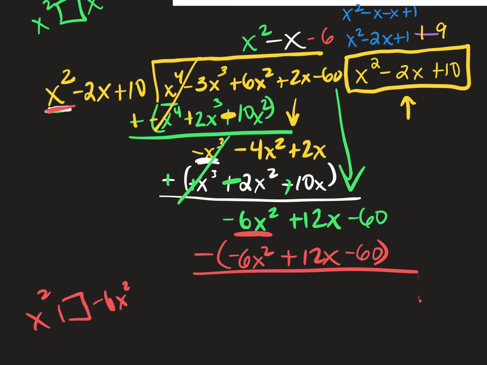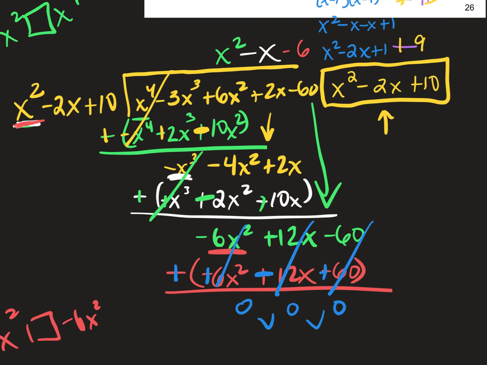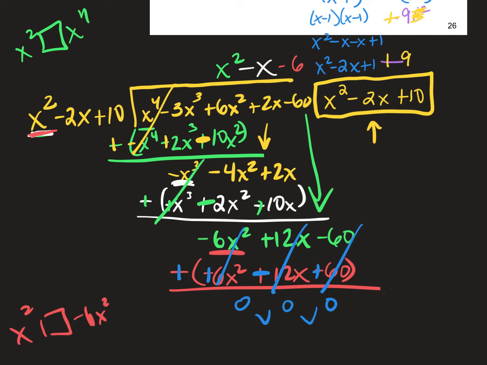And before we can combine, we have to distribute all of these negative signs. So negative 60, positive 60 cancels. Negative 12x and positive 12x cancels. And negative 6x squared and positive 6x squared cancels. So if you guys notice, we don't have a remainder. And that should be the case every time.